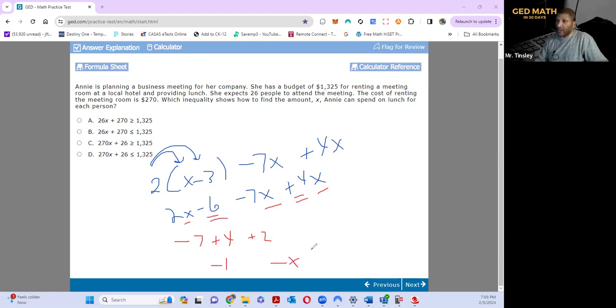Those are two like terms. Minus 6 and plus 4, that's minus 2. So all that simplifies to minus x minus 2. That's something you should be able to do just like that. If you have to think about the distributive property, you don't know the distributive property yet. Anything on the outside of the parentheses means I need to multiply everything inside.